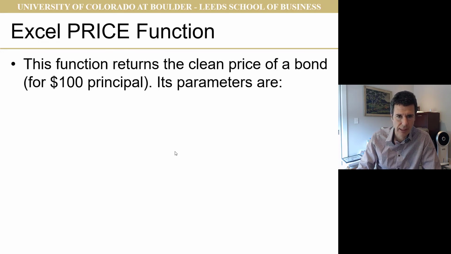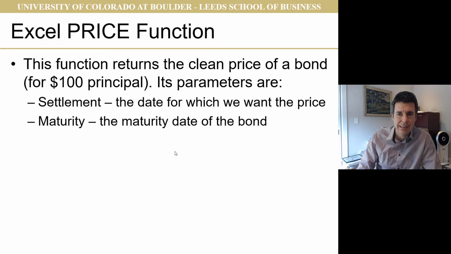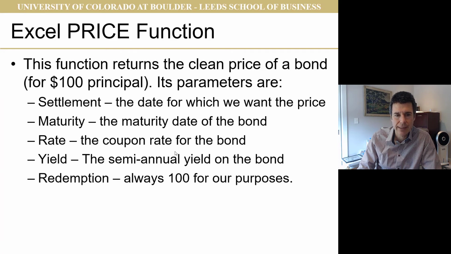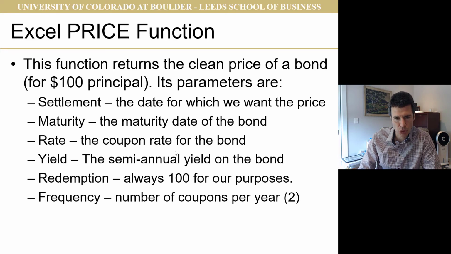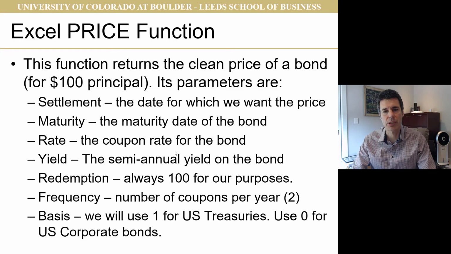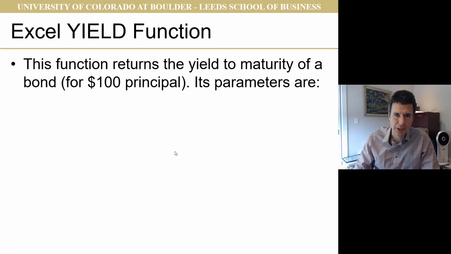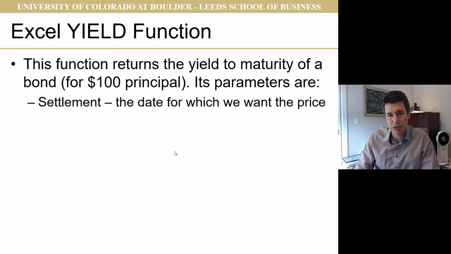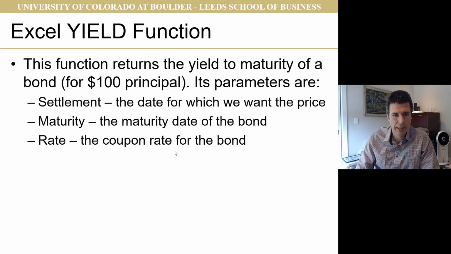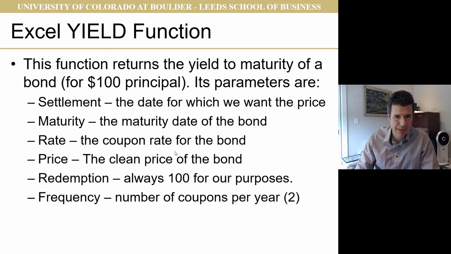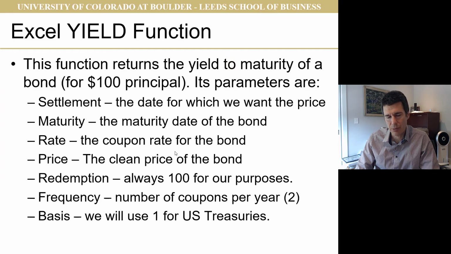The PRICE function returns the clean price of the bond for $100 of principal as usual. Parameters are settlement, maturity, rate, yield, redemption, which we're always going to use 100, frequency, which is always going to be 2, and basis, which will be 1 for U.S. Treasuries. The YIELD function returns the yield of a bond. Its parameters are settlement, maturity, rate, price, redemption, frequency, and basis. So again, redemption is always 100 for our purposes. This takes the clean price and converts it to the yield.